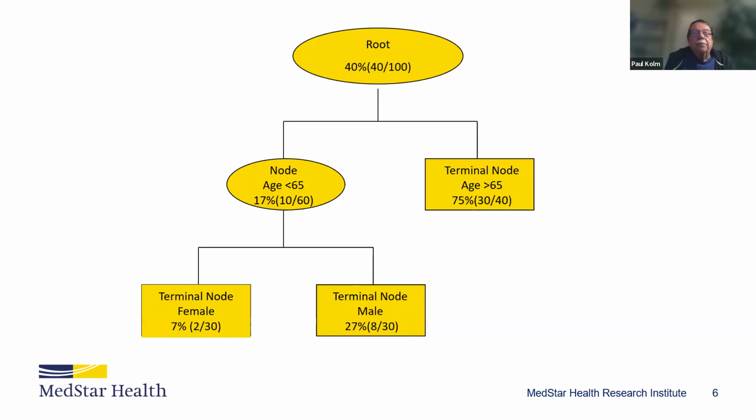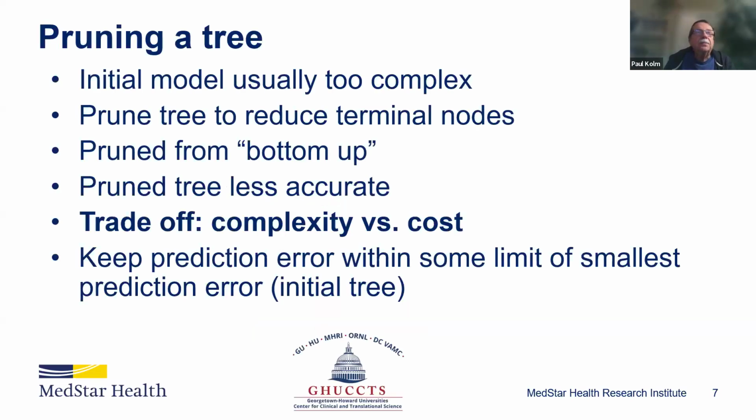So at age greater than 65, the rate of the outcome is 75% compared with 17% for age less than 65. And then for sex, males versus females, it's 27% versus 7%. And so this is what a tree is going to look like when we run the analysis.